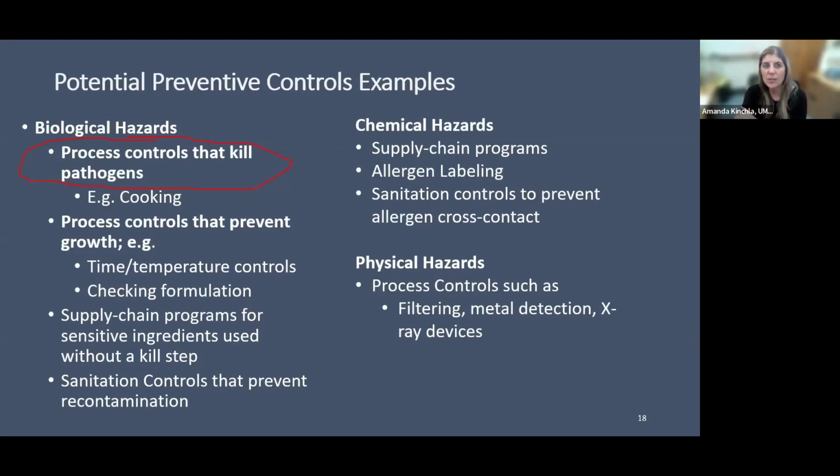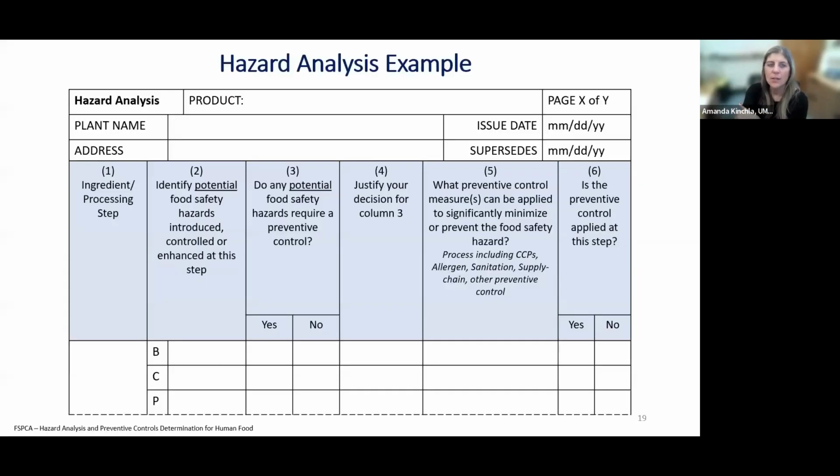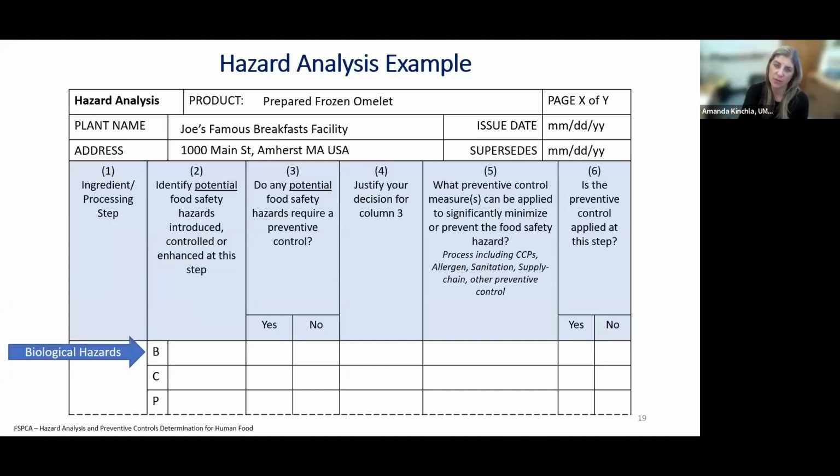Okay. So as you can see here, there's a whole host of different types of hazard controls that we can use. And they're really driven by, and dependent on, the type of product and the type of process that we're operating. So this here is just a quick example of a hazard analysis tool that we use when we're conducting a hazard analysis. And we break down those hazards into biological, chemical, and physical hazards.